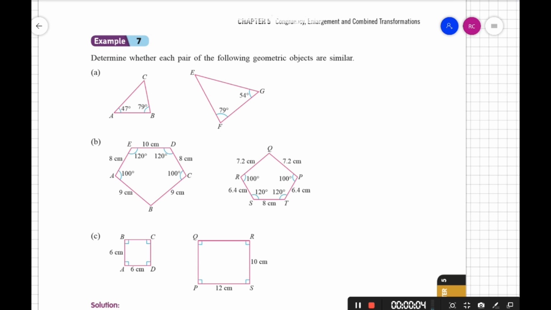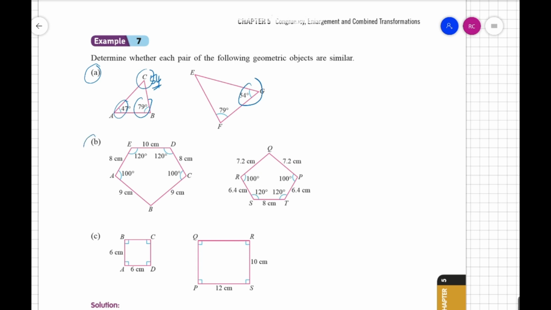Determine whether each pair of the following geometric objects are similar. So we look at A. A is given a triangle. To find out whether they are similar or not, you need to compare the angles. Two angles are already given. To find the other angle, the sum of the angles in a triangle is 180, right? You minus 47 minus 79, we will get 54. So 54 is the same as this angle here. Therefore, these objects are similar.